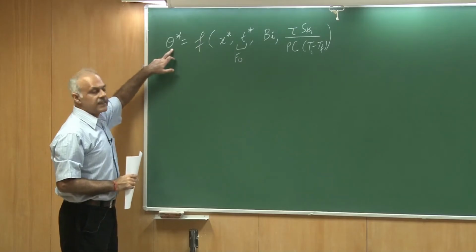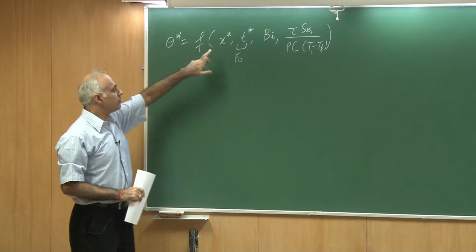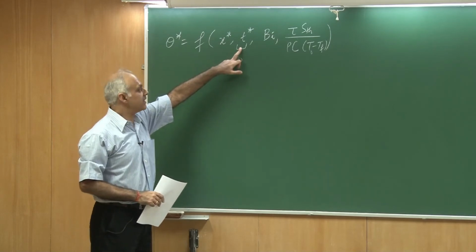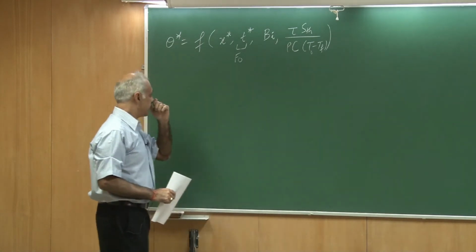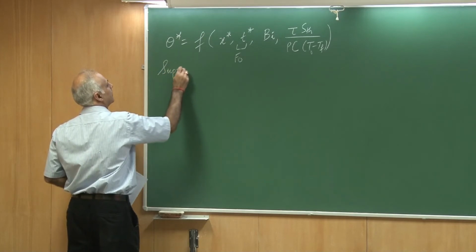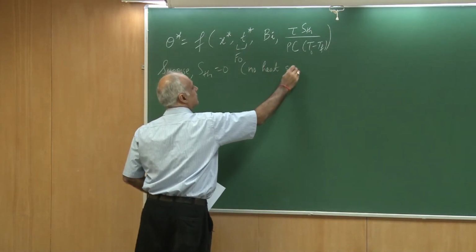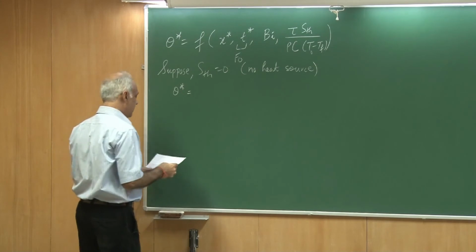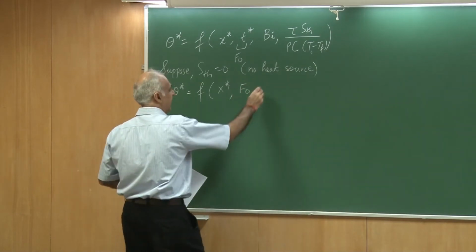So this statement tells us that if I want to find the temperature distribution inside the slab, I must know where I am located. So x star is very important because it changes from one point to the other. It's a transient phenomenon, so it changes with time. And then there are these two other important variables, the Biot number and the heat source. Suppose I take a special case where there is no heat source, so S is 0. Then my theta star is simply a function of x star, my Fourier number and my Biot number.